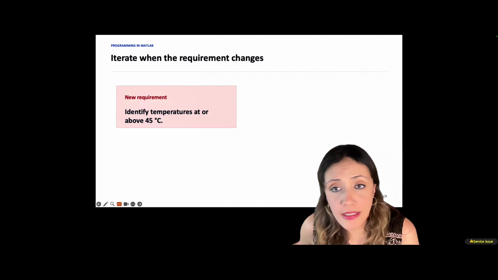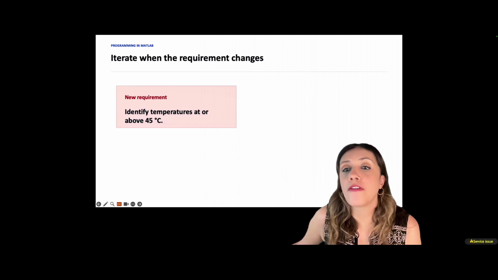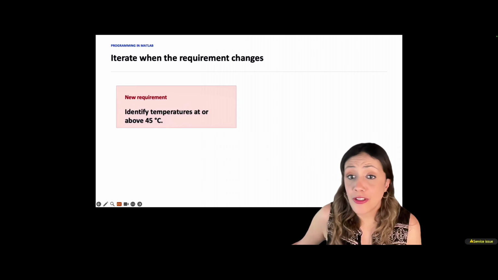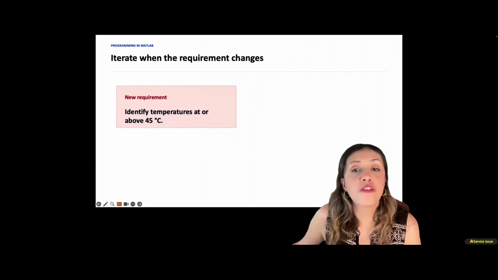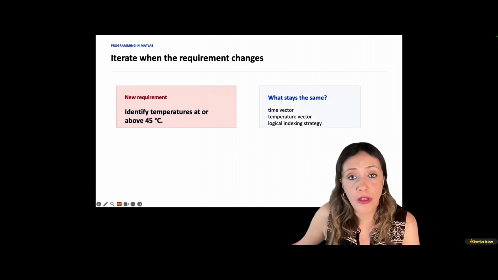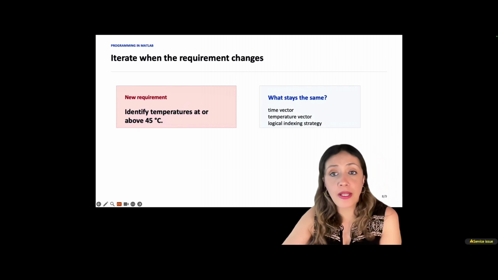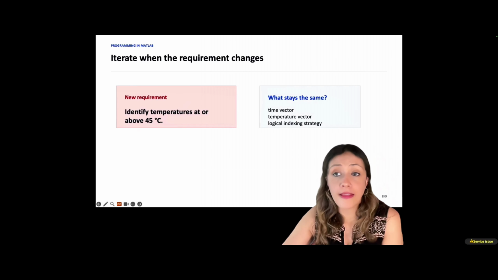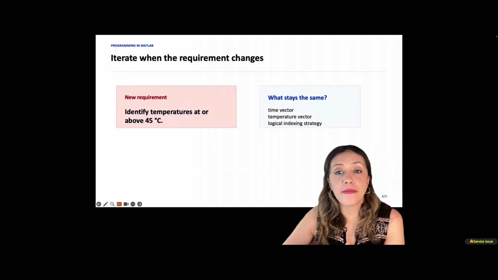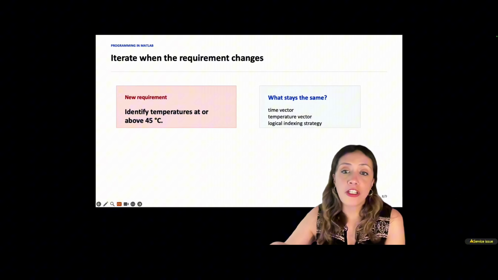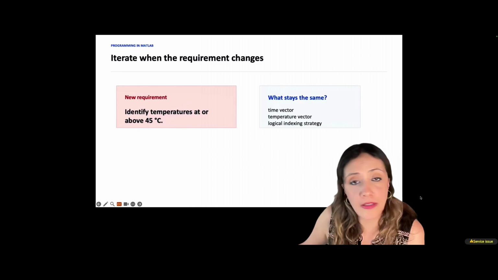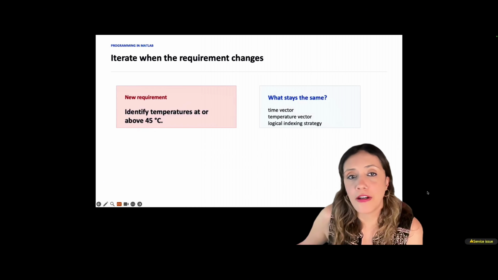The new requirement is identify temperatures at or above 45 degrees Celsius. Do we need to start the analysis from scratch? That's the question. We don't need to start over, right? Because our data and our overall strategy are still useful. The time vector stays the same and the temperature vector stays the same. The logical indexing strategy also stays the same. Now the question is what needs to change? Simply the condition changes from temperature greater than 50 to temperature greater or equal 45. That's all that we need to change there.